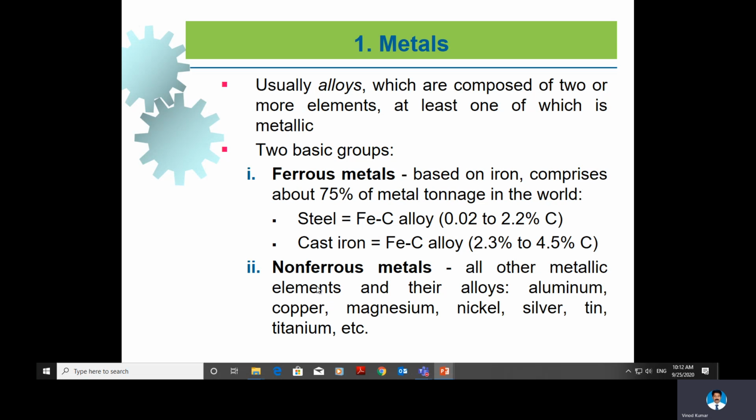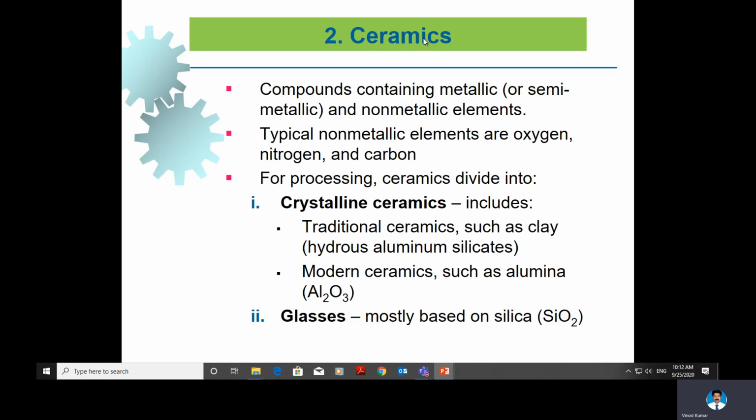Strength is less whenever we talk about this. Now, ceramics. Compounds containing metallic and non-metallic elements are called ceramics. Normally, oxygen and nitrogen are the non-metallic elements. We have crystalline ceramics, which include clay, hydrous aluminum silicates, or alumina, Al2O3. These are crystalline ceramics or glasses. The glasses are made from silica, silicon dioxide. So these consist of a metal as well as a non-metallic compound.